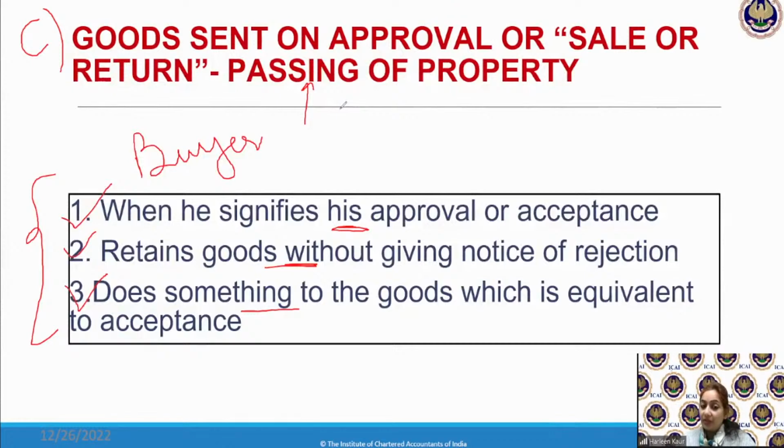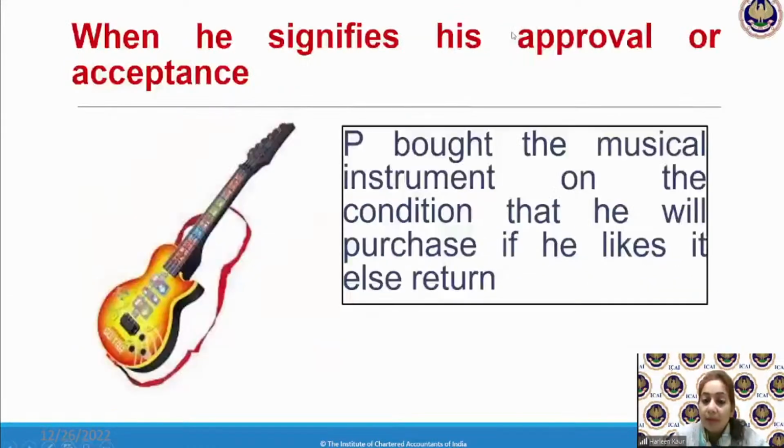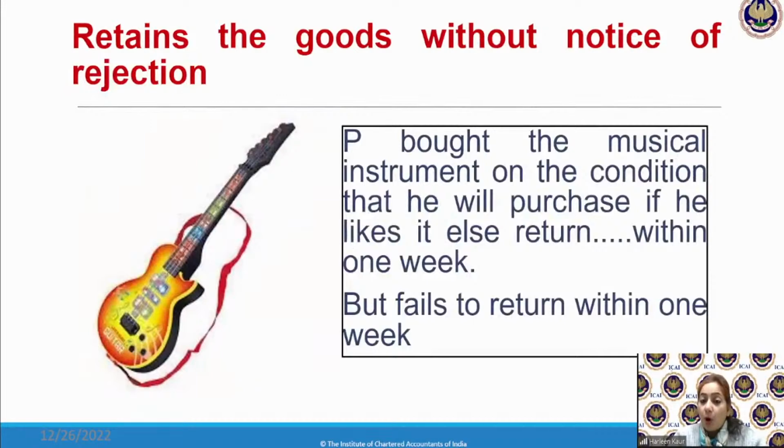So P has purchased a guitar and the property is said to be passed to the buyer. Number one, he will either send his approval, or he keeps the goods for a longer time, or he does something which is equivalent to acceptance. So let's apply these principles in our example. What will Mr. P do? He has taken it on sale or return or approval basis. He bought the instrument on the condition that I will purchase it if I like, or I will return within 1 week. So what is the time period?